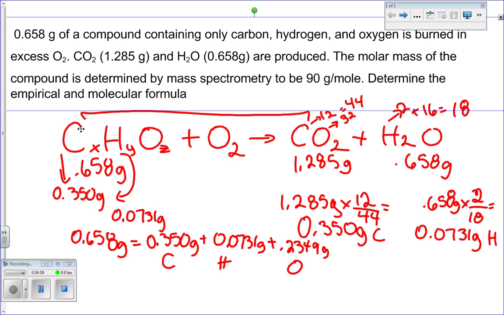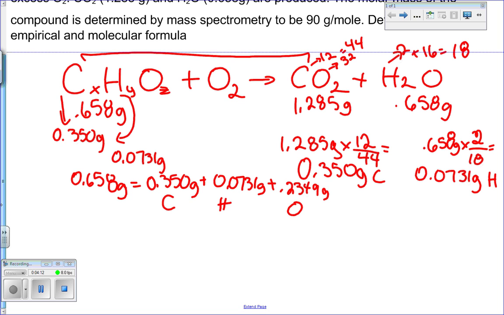So that's what we need to determine the empirical formula. The empirical formula steps, remember, are to convert those grams to moles, and then divide by the smallest number of moles to determine the empirical formula. I'm going to start with the carbon. I take 0.350 grams of carbon and divide that by 12, which is carbon's molar mass, and I end up with 0.0292, again not rounding that much, moles of carbon.